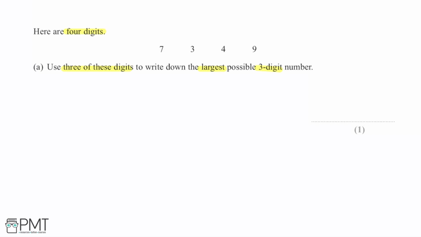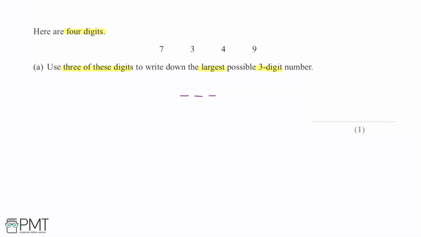So if I'm working with a 3-digit number, I know that in effect I'm going to have an integer in the hundreds column, then the tens column, and then the units column. And if I want this to be the largest number possible, I'm going to have to try and find the arrangement of these digits that gives me this largest number.